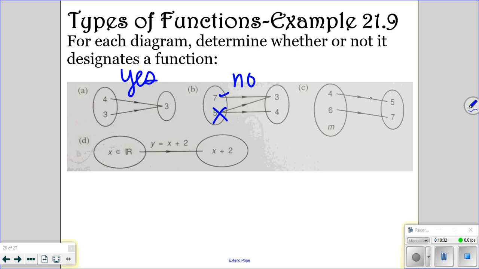Okay, for C, every x is going to one y value, except for this m. So that means that it is not a function. And then for this last one, the way that it's worded is weird. But it says we have any real number. For every real number, we plug it in and we add 2 to it. Is that going to produce only one value for every number that we plug in for x? Yes. And so this is a function. This is an equation of a line, and a line is a function. So that's also how you can know for sure that it is a function, because the line has, for every x value, only one y value.